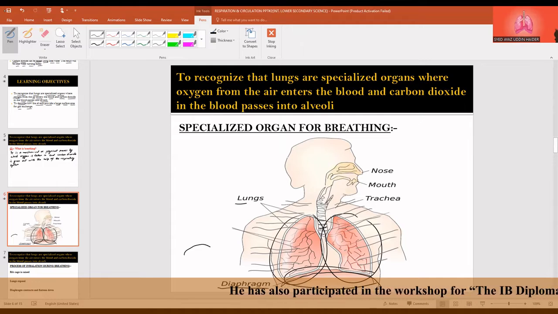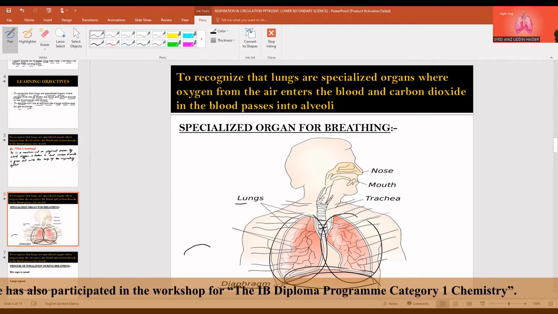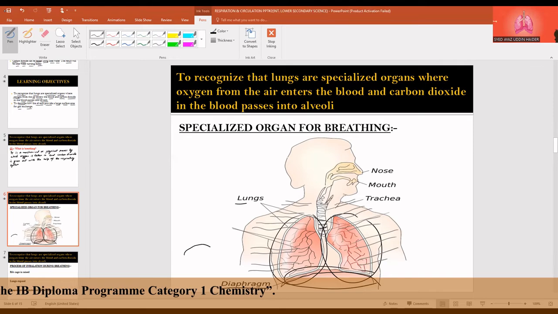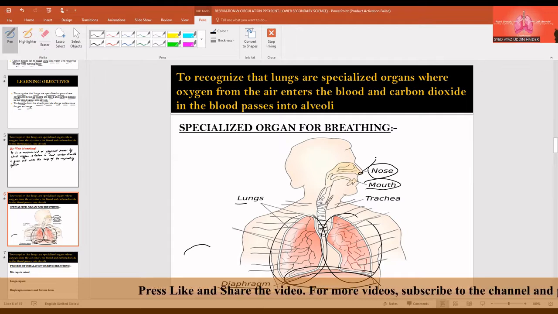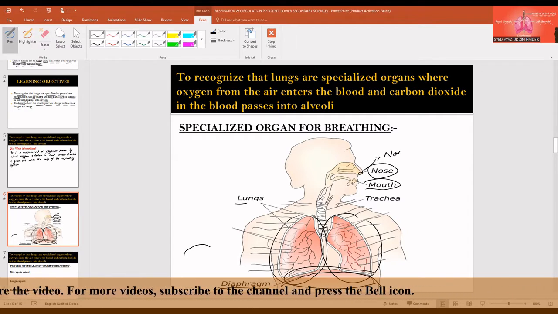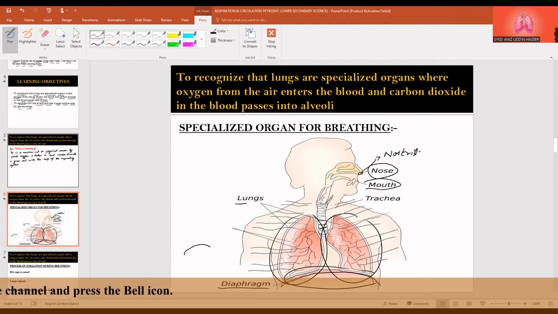You see the diagram below. Names of some parts are written here. This is mouth. This is nose. Here we are having nostrils. The air usually enters from nose, and sometimes you can also take in air from mouth also. Now here's a trachea. This is also known as windpipe.